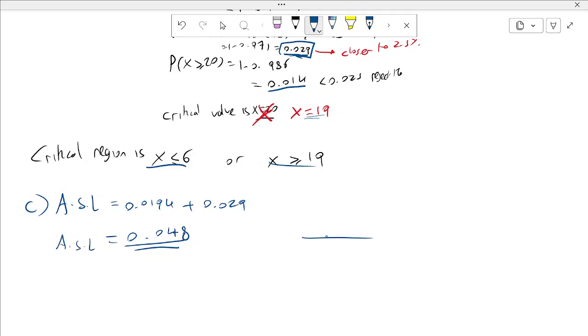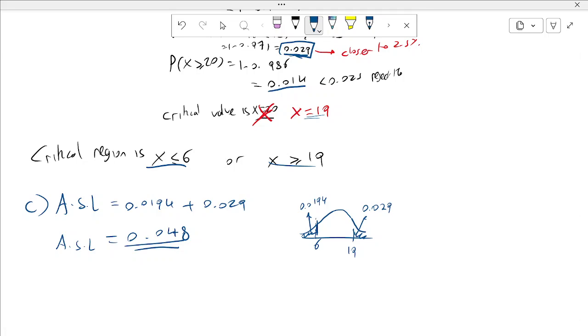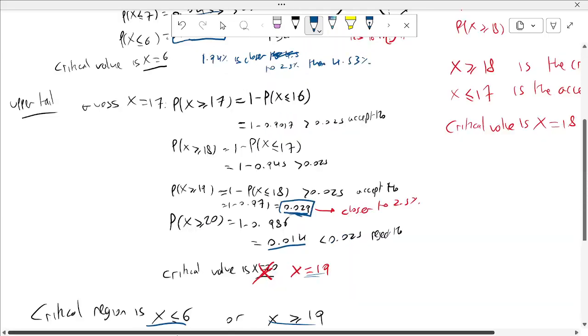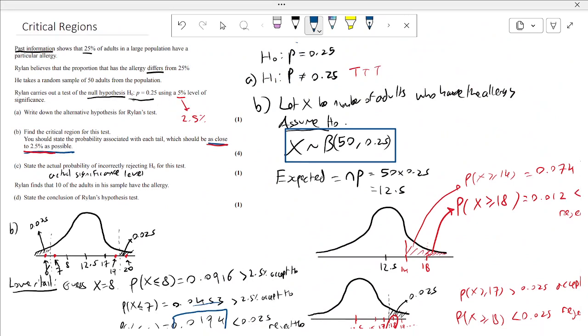Okay, yeah, so it's just this area that we've decided was our critical region. Yeah, so our critical region we decided was 6 or below, or 19 or above. And the actual significance level is just the area of the critical region, or the probability of falling inside this critical region in this distribution, which was assuming H0. So that's why it says incorrectly rejecting H0, because the probability that you fall inside the rejection region when H0 is true, which would be an incorrect rejection.